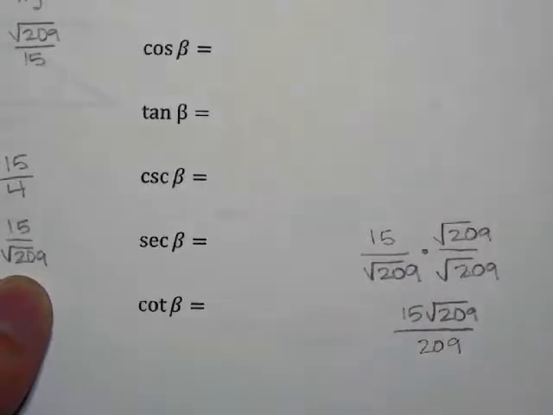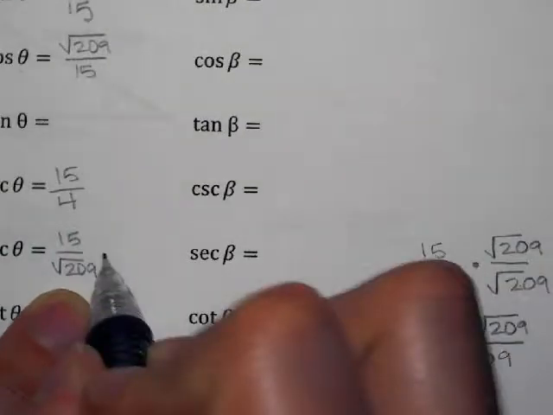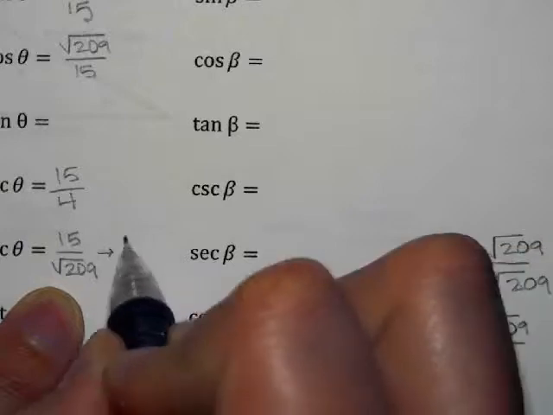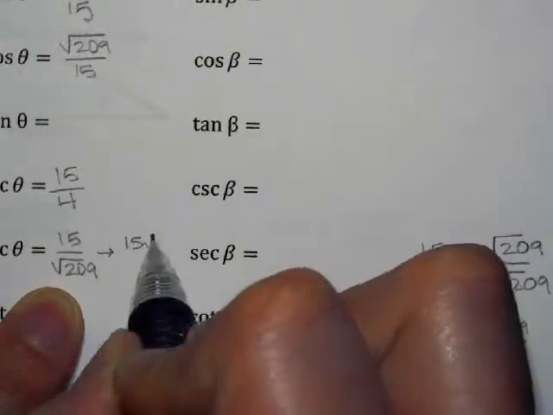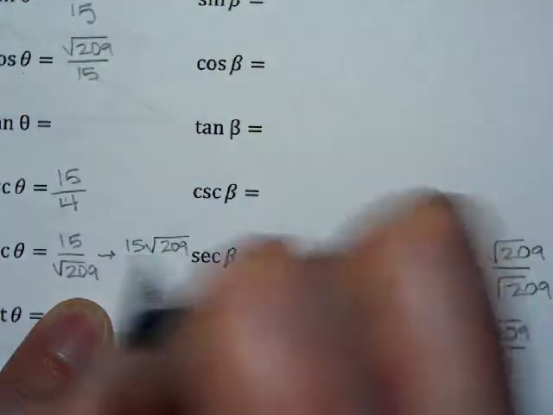So we're going to say that this answer became 15 root 209 over 209.